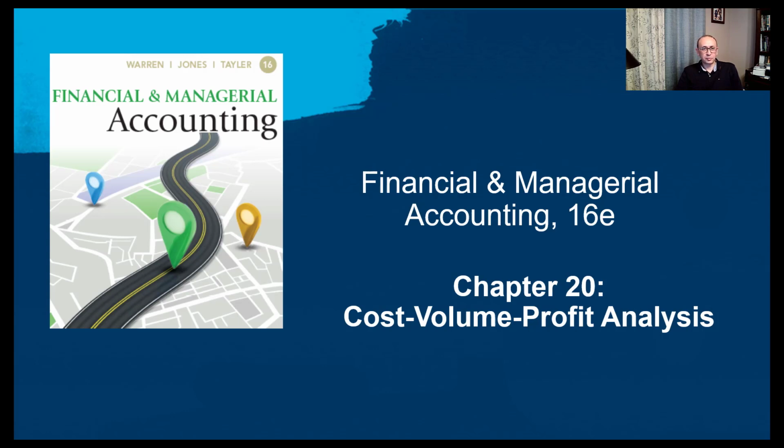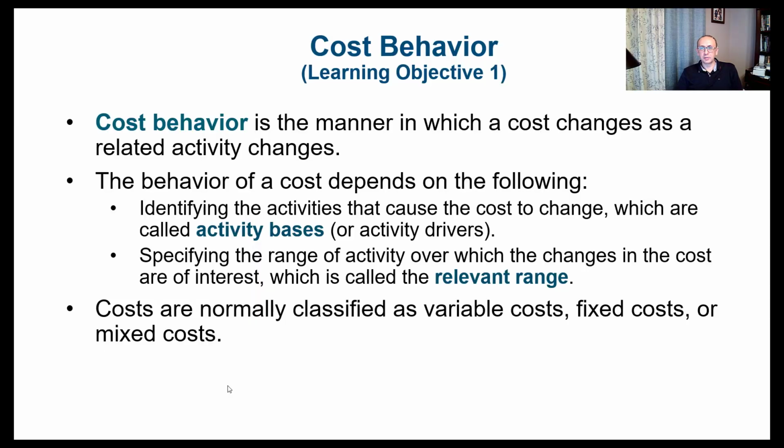The first thing that we're going to be talking about is something called cost behavior. Cost behavior is the manner in which a cost changes as a related activity changes. So when an activity increases, then we expect the cost to increase. The behavior of cost depends on two factors. The first thing is identifying the activities that cause the cost to change, which are called the activity drivers, or sometimes we call them the activity bases.